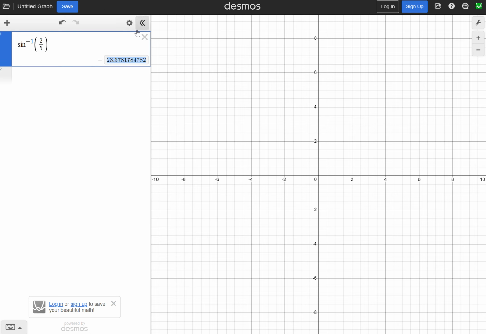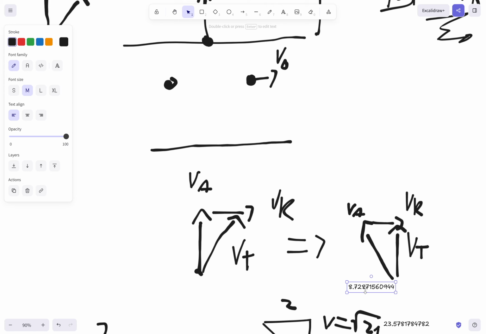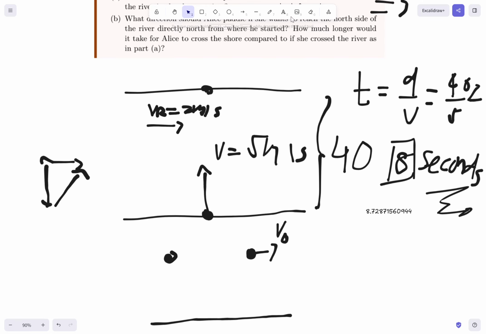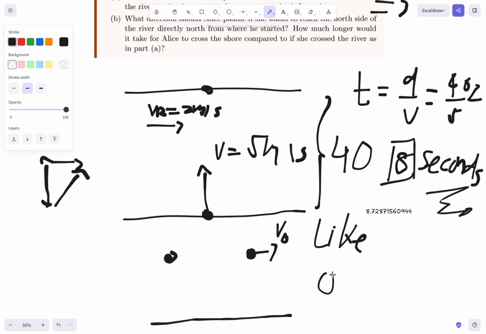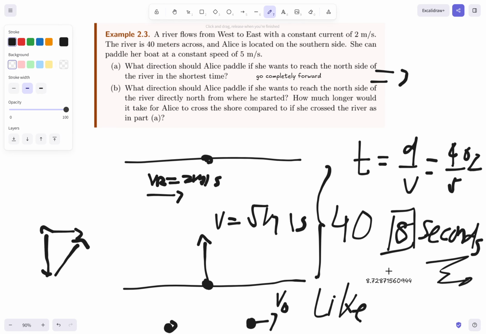And 40 over square root of 21 equals, I don't know what that is. I'm not a genius. I don't do math counts. Okay, so it does in fact take longer. It takes this long. Let's move it back up. It takes 0.729 seconds longer. So that's the entire problem. It was pretty simple, actually.